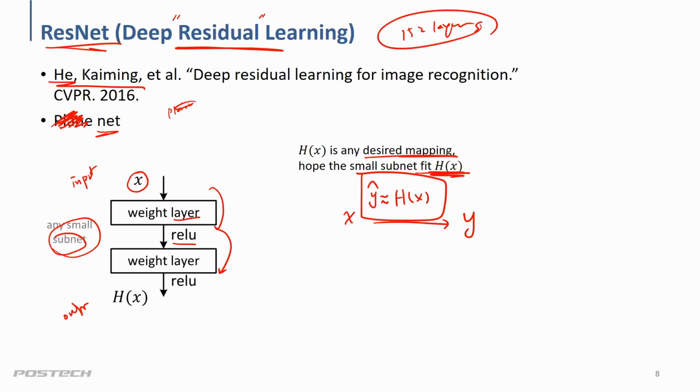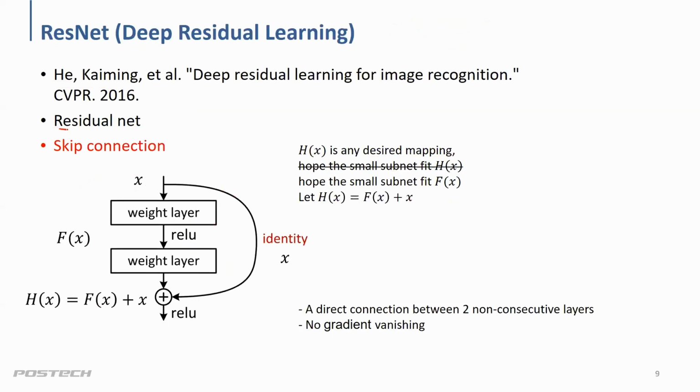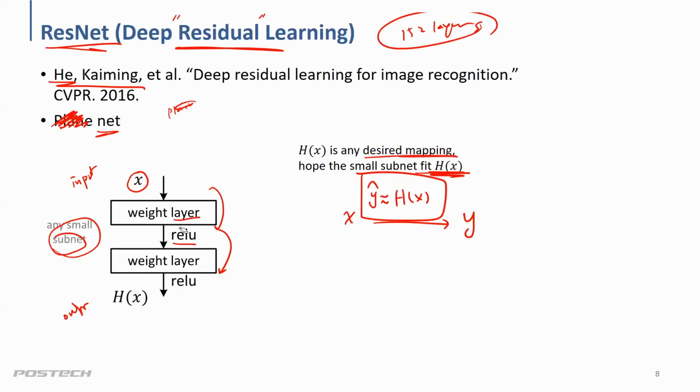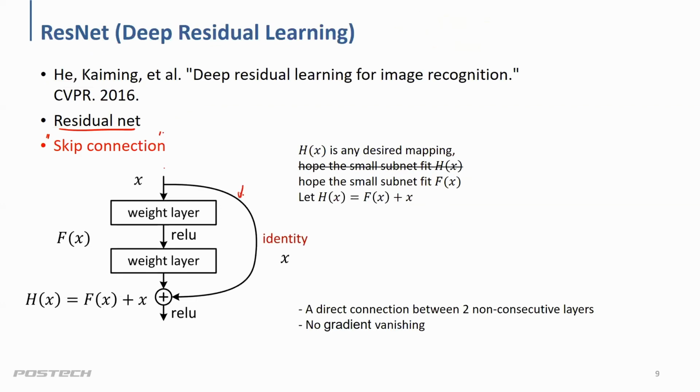What he suggested is residual nets and skip connections. So basically, let me show you, this one is a kind of conventional, typical neural net. And there's something we connected to it. So it's a skip connection.